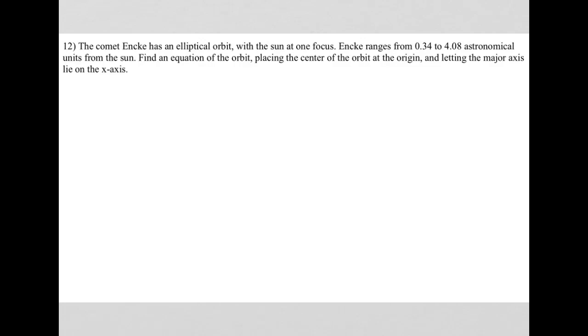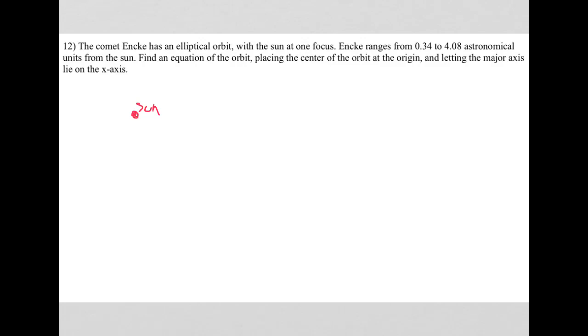Okay, problem number 12, another comet problem. Comet Enki has an elliptical orbit again, also with the sun at one focus. Enki ranges from 0.34 to 4.08 astronomical units from the sun. So let's picture this situation here.